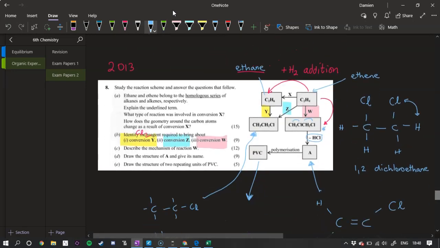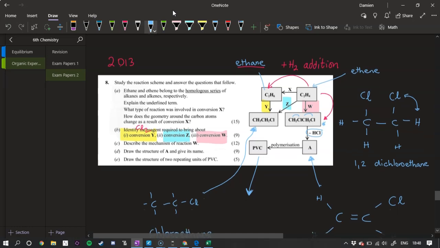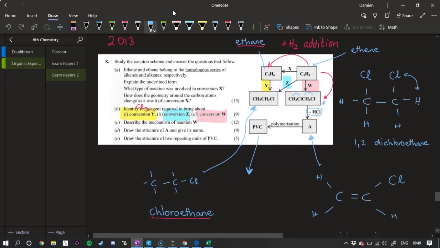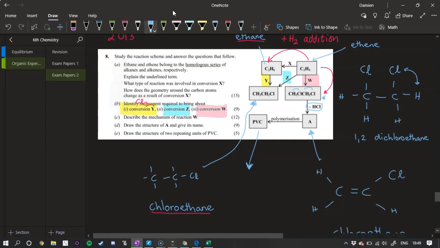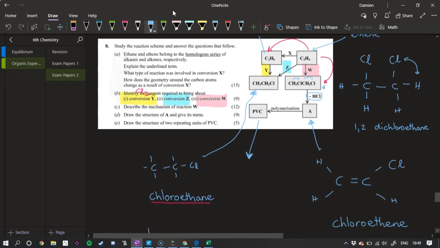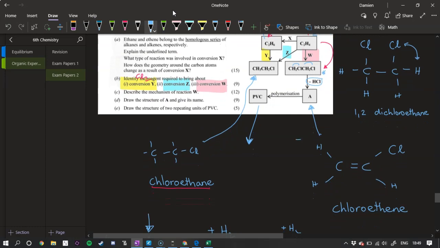On to the next bit, describe the mechanism of W. So that is ethene plus chlorine, so it's the chlorination of ethene. Now at that point, I'm not going to go through the mechanism again, you've seen it already several times. You need to then just work out your mechanism in detail and just draw it on the page. D, draw the structure of A and give its name. Well, there it is there, we did that at the start. There's the structure of A and its name.